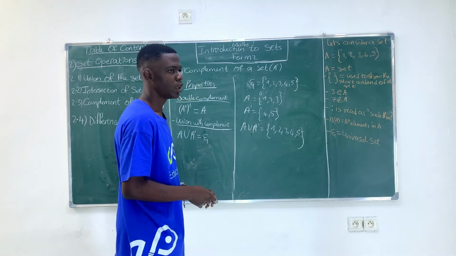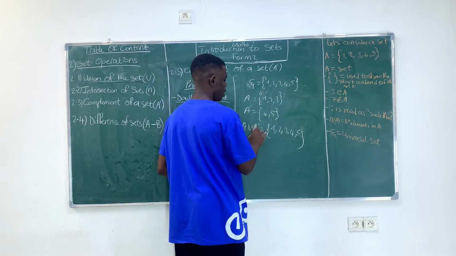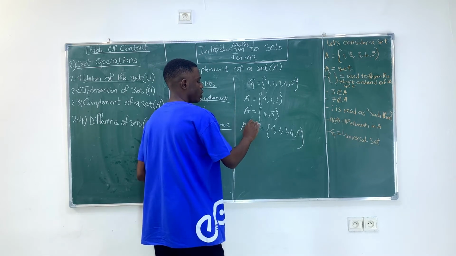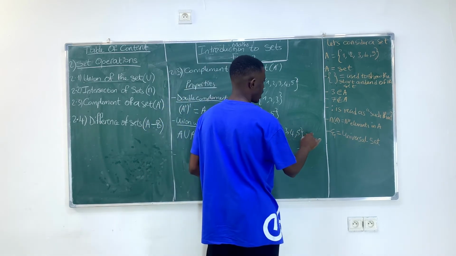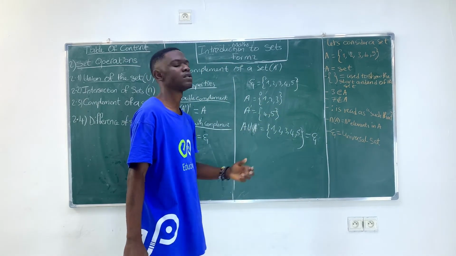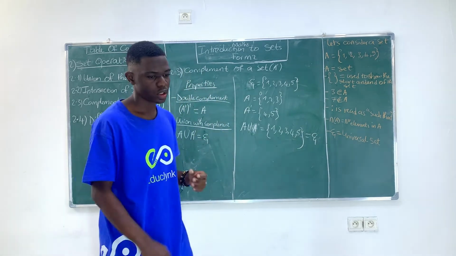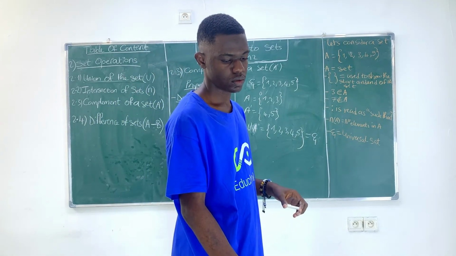You just test it. So you can now see that A union A prime is actually our universal set. So this conclusion is true.